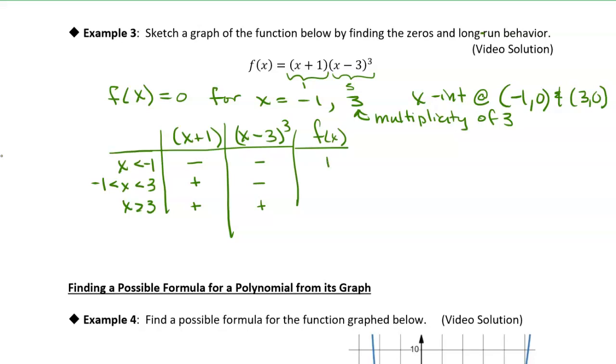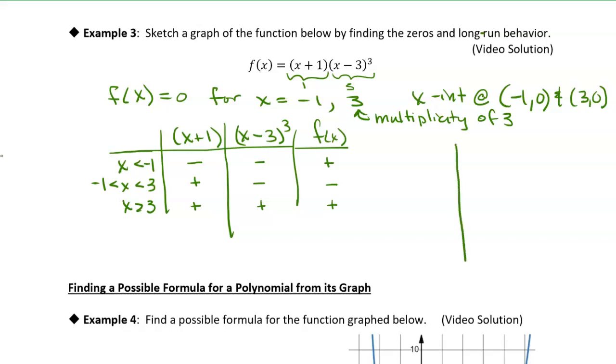Negative times negative gives us positive. Positive times negative gives us negative. Positive times positive gives us positive. So this will help us sketch the graph, because it tells us where the function is above or below the x-axis. So let's sketch what this looks like.